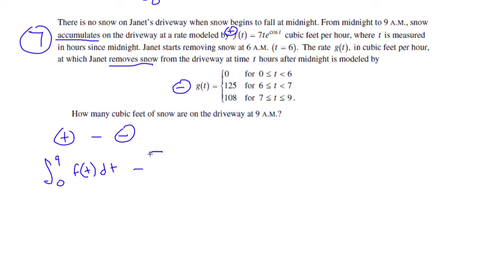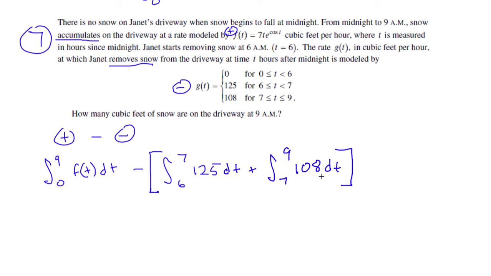So minus, and then I'm going to set up some brackets here. Well, I don't have to do anything here. I would like to say, okay, integral from 0 to 6 of 0. That doesn't make sense. Nothing is happening. No snow is being removed. I'm going to ignore it. I only really need these 2 pieces. So I'm going to do the integral between 6 and 7 of 125. And the fact that it's a negative rate is coming from the fact that I put a negative there already. That's going to be dt, and then plus the other amount, the integral from 7 to 9 of 108 dt. All right, so that's setting it all up.